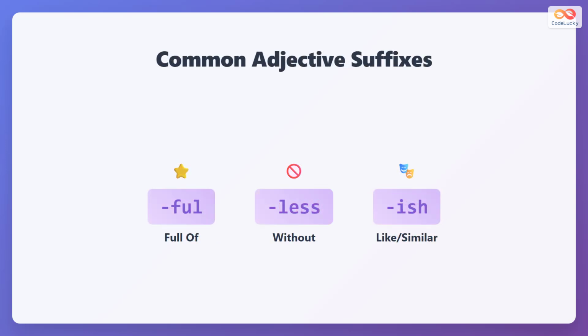Adjective suffixes describe qualities or characteristics. Ful means full of something, like beautiful from beauty. Less means without something, like careless from care. Ish means like or similar to, like childish from child. Adjectives describe nouns.